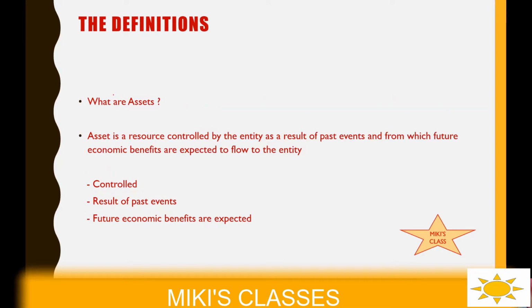Let's start with asset. What are assets? Assets need to have, I'm just keeping it short, these 3 elements. It should be a resource controlled by the business as a result of past events, and future economic benefits are expected. So let us check. So let's go to the whiteboard.